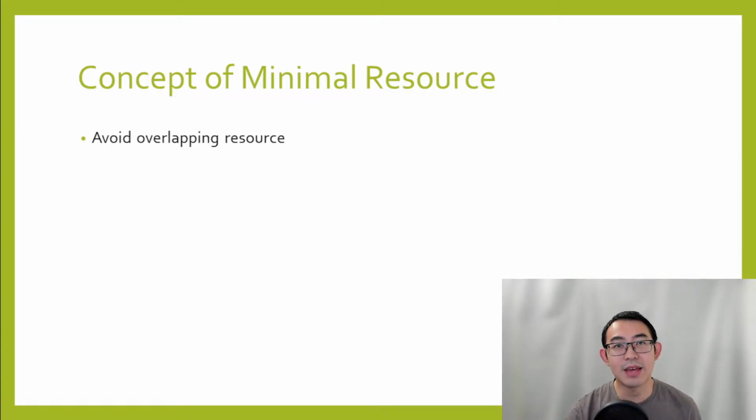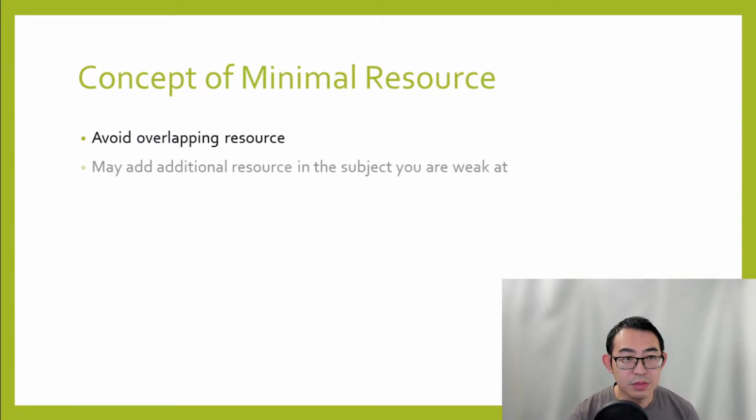But the idea is actually not like, okay, I'm going to use Boards and Beyond only, I'm not going to use Pathoma, because the fewer resources I use, the higher my score is going to be. It's not really that way. The idea is you don't overlap those resources. For example, if you have used Pathoma for pathology, then don't use Goljan for pathology, because that's going to be overlapping resources. That's the idea of minimal resource.